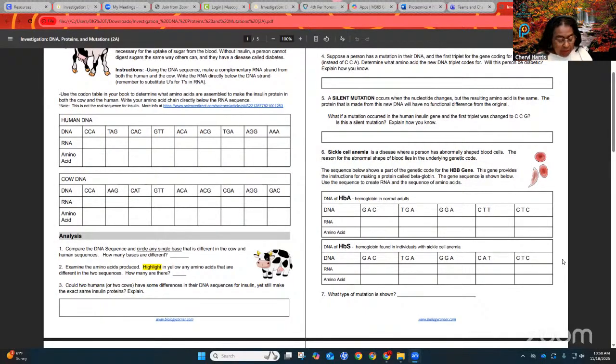Now keep in mind, both of these are for insulin. So insulin in the human and insulin in the cow. So it's the same substance. But what we want to look at now is, is it made differently in a cow?